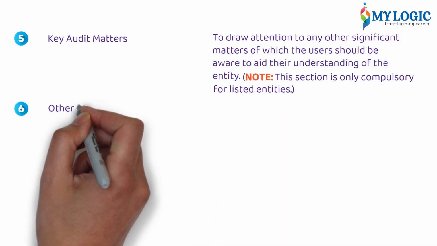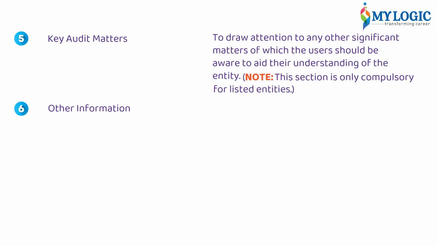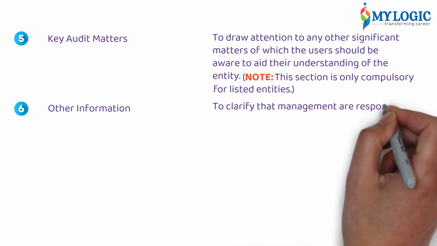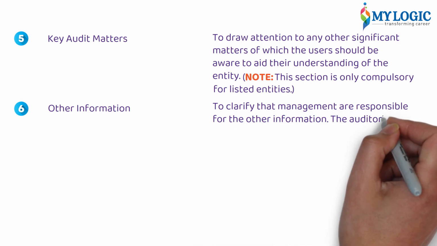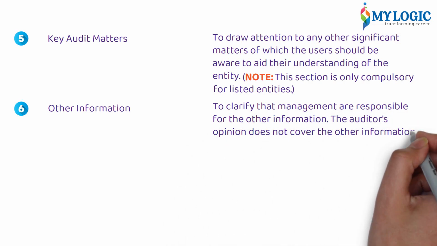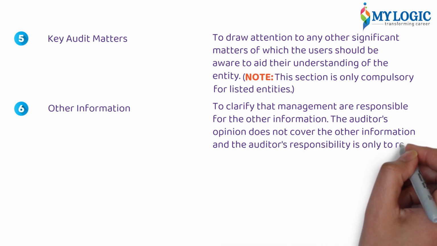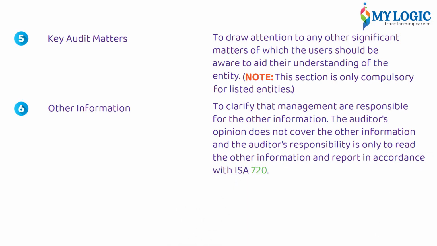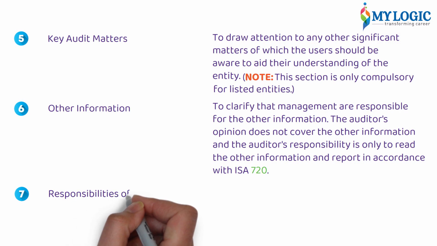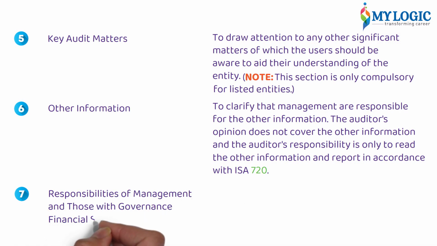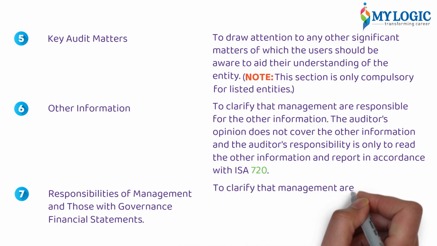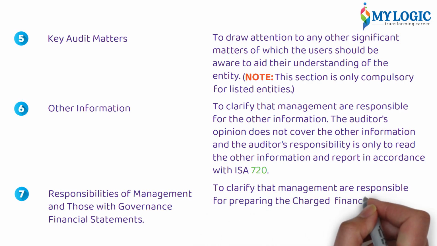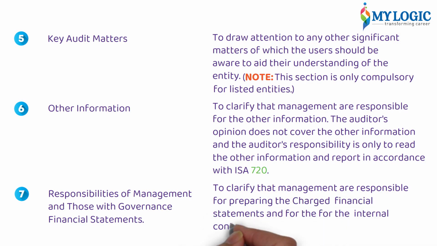Section 6. Other information. Purpose. To clarify that management are responsible for the other information. The auditor's opinion does not cover the other information, and the auditor's responsibility is only to read the other information and report in accordance with ISA 720. Section 7. Responsibilities of management and those charged with governance, financial statements. Purpose. To clarify that management are responsible for preparing the financial statements and for the internal controls included to help minimize the expectation gap.